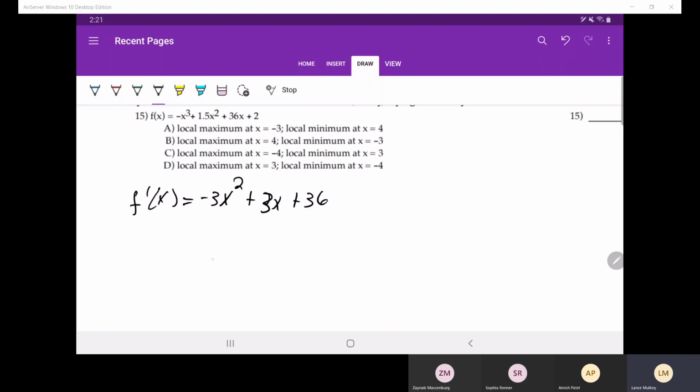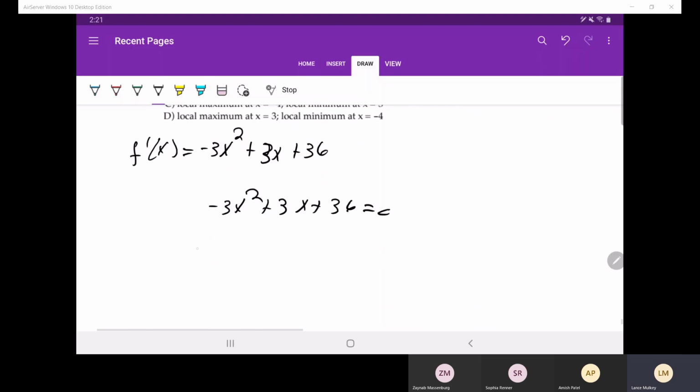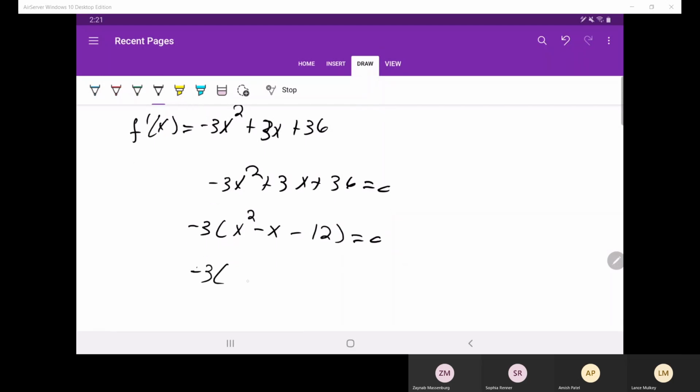Now you want to set it equal to 0, so I would pull out a negative 3 times x squared minus x minus 12. So you have a negative sign right here, so that means both your answers are different. And this is negative, so you want the negative to be larger than the smaller one.